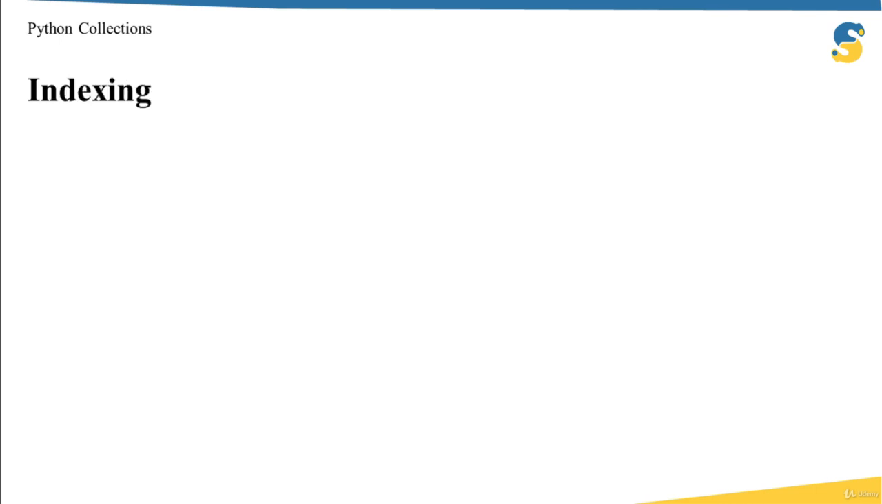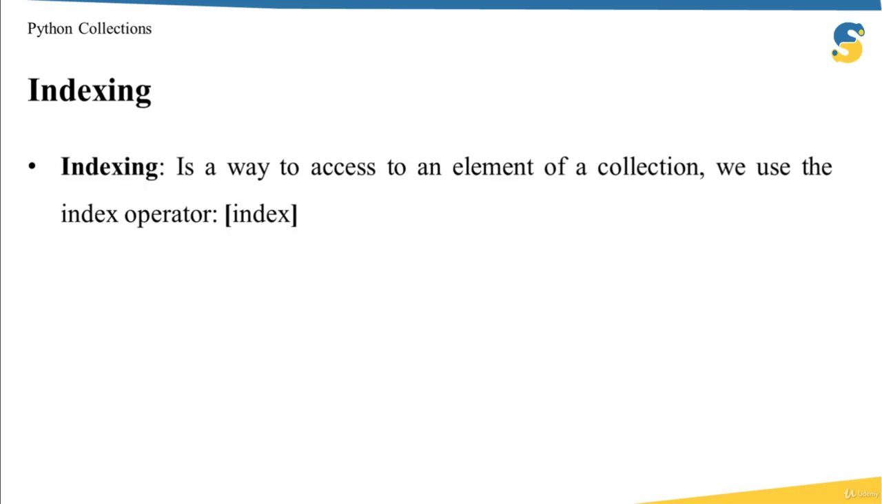Now let's talk about the third attribute, which is indexing. Indexing is a way to access an individual element of a collection, and usually to apply indexing, we use square brackets.